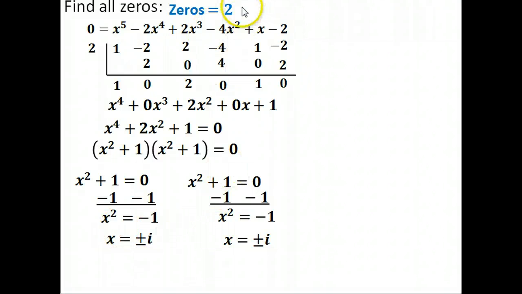Okay, so I know that 2 was an answer, and now I've got plus or minus i and plus or minus i. Now, I don't write plus or minus i twice. Plus or minus i will actually cover it, so I can just write it one time. So my answer on this one is 2 and then plus or minus i.